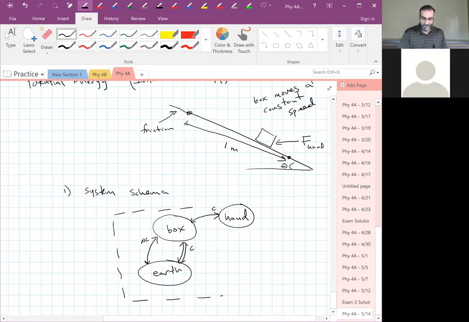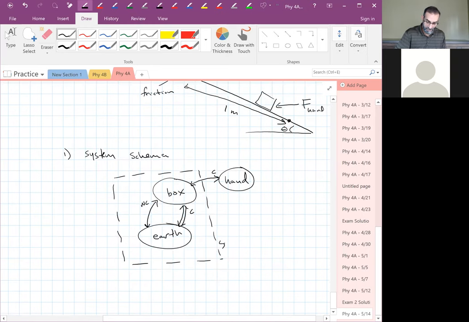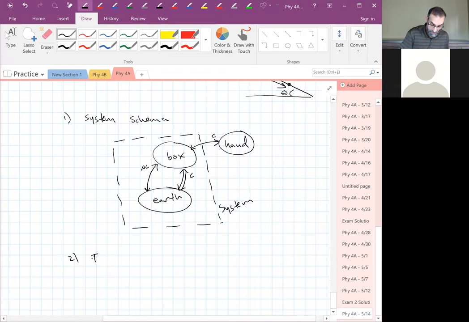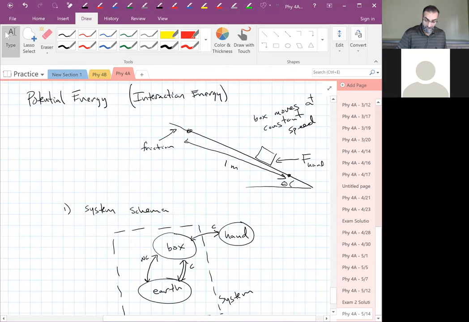But whenever I have a hand reaching into my system, or one end of a rope, only one end of a rope, I treat that as an external force, something reaching into my system. So I'm going to draw my system boundary here. Now let's draw our free body diagrams, or diagram, there's only one, for our box. I'll give you a minute to do it.